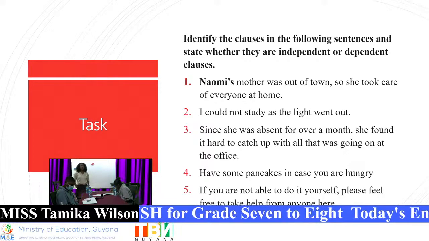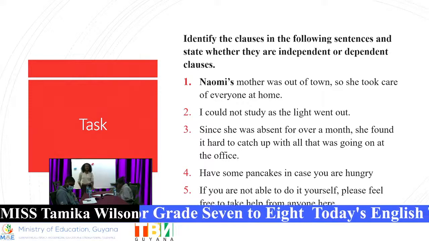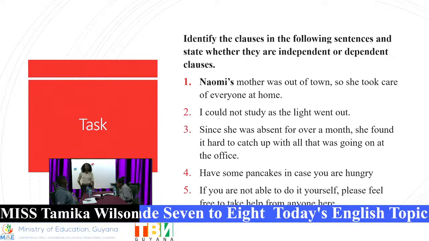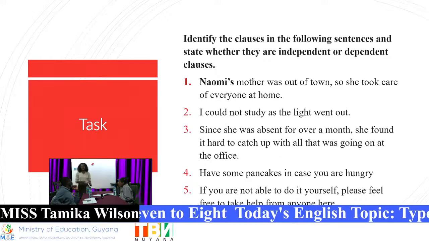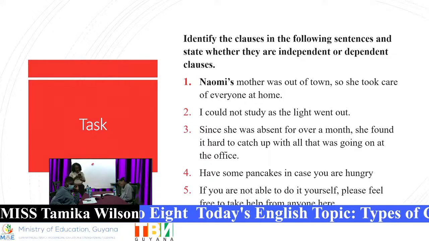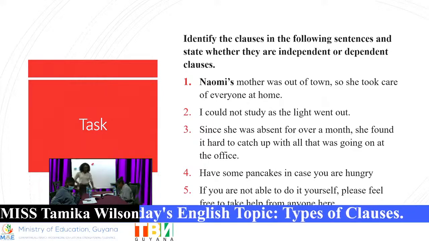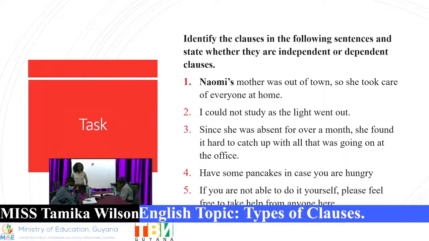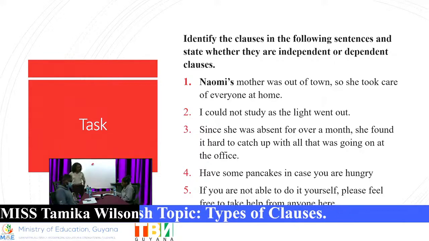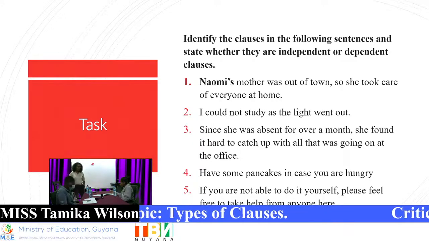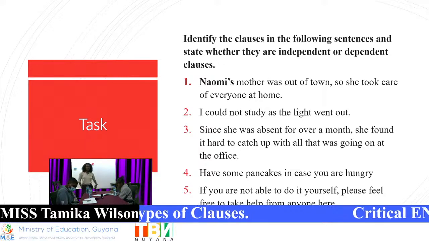Have some pancakes in case you are hungry. What's independent? Have some pancakes. It's independent. Do we have any dependent clause? In case you're hungry. Very good. And the final one.